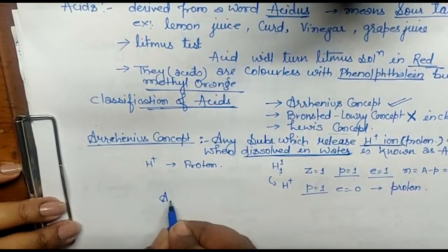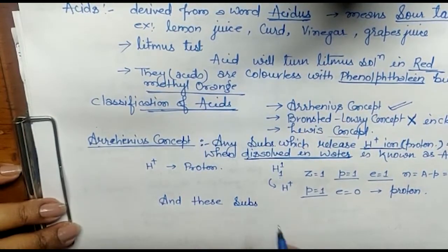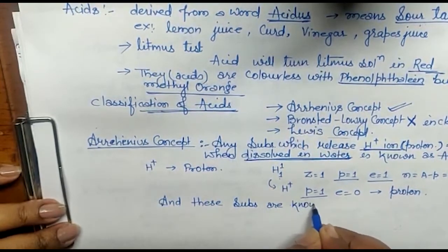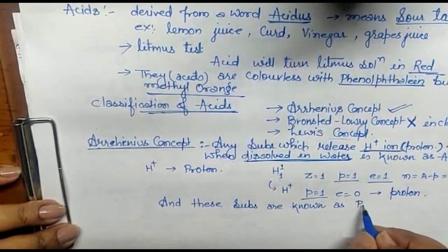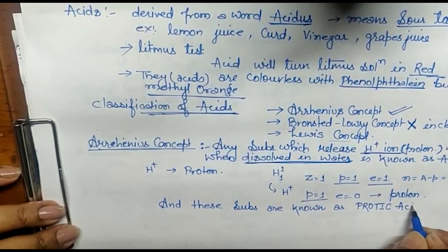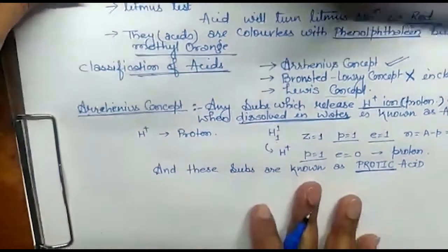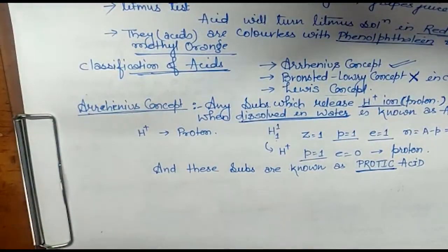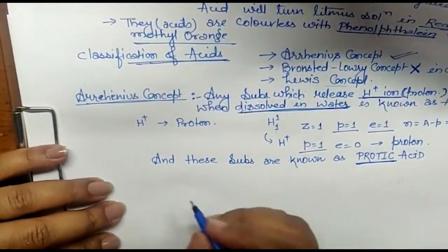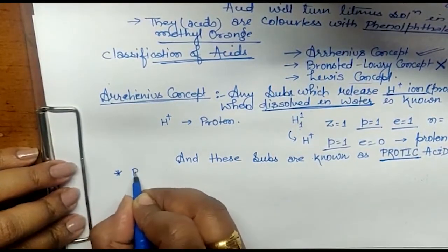And these substances, which release H+ ion, are also known as protic acid. Protic acid, that means which releases H+ proton. Clear? Okay, so this is protic acid. And now the next topic in this, we have to do basicity.